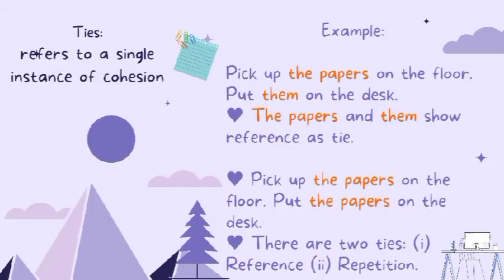Ties. The term refers to a single instance of cohesion. For example, pick up the papers on the floor, put them on the desk. The papers and them show reference as a tie. If we take another example, pick up the papers on the floor, put the papers on the desk. There are two ties. One is reference, two is repetition.